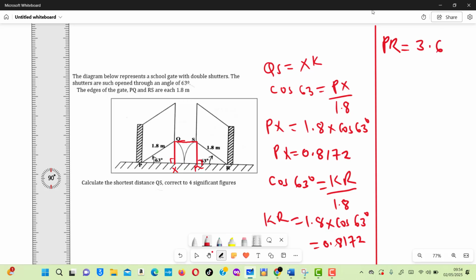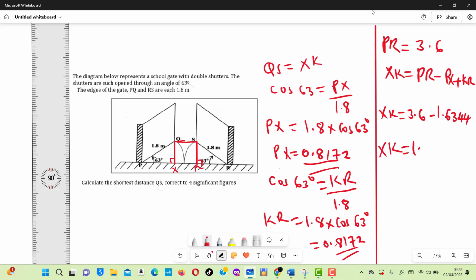So if you want to get the distance XK, it is the total distance PR minus the addition of PX and KR. So XK is equal to 3.6 minus, when we add these two, PX and KR, we get 1.6344. Therefore XK is 1.966 meters. Clearly we say that XK is equal to QS, because that's a square. Therefore QS will be 1.966.